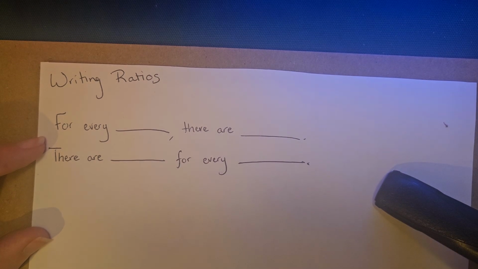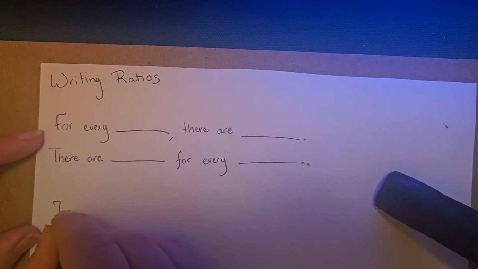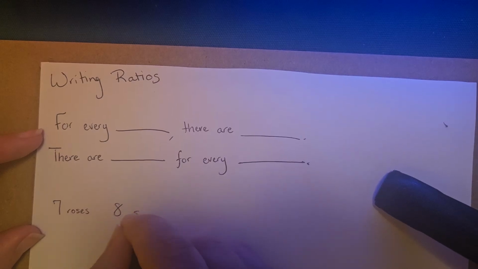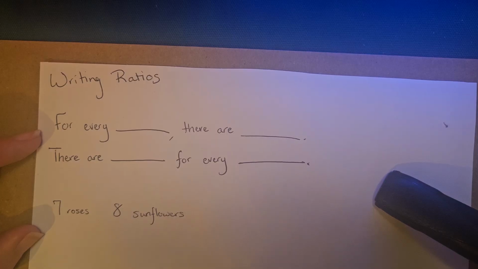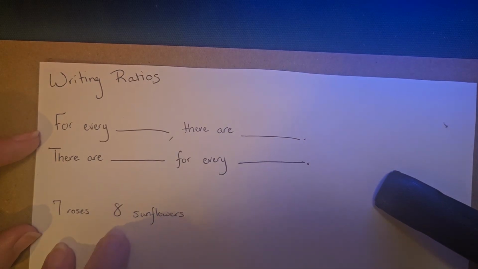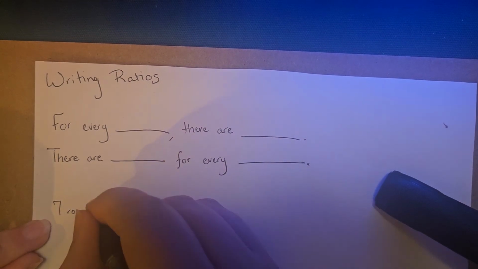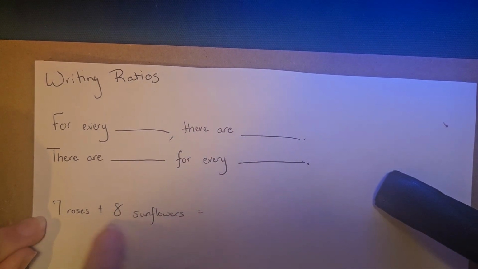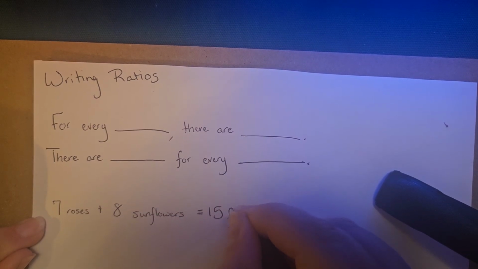Number 2 has multiple parts. It says write the ratio for each given situation. There are 7 roses and 8 sunflowers in the garden. So 7 roses, 8 sunflowers. We're going to need that information to answer these questions. When we give you something like this, a lot of times we're also going to ask for the total. So let's go ahead and add those together. 7 plus 8. If you play cribbage, you know that that's 15. 15 flowers total.